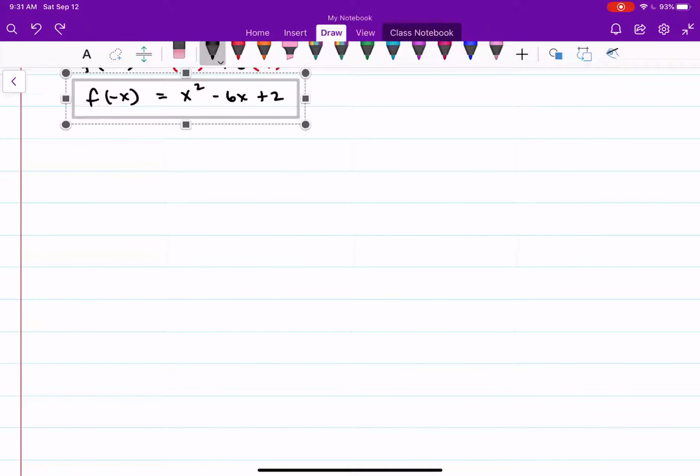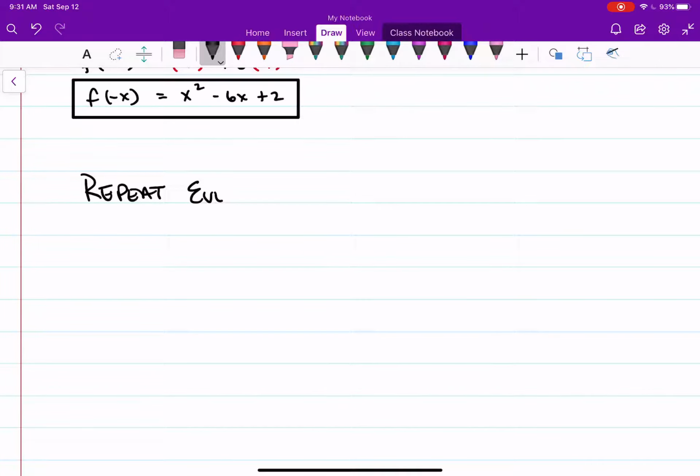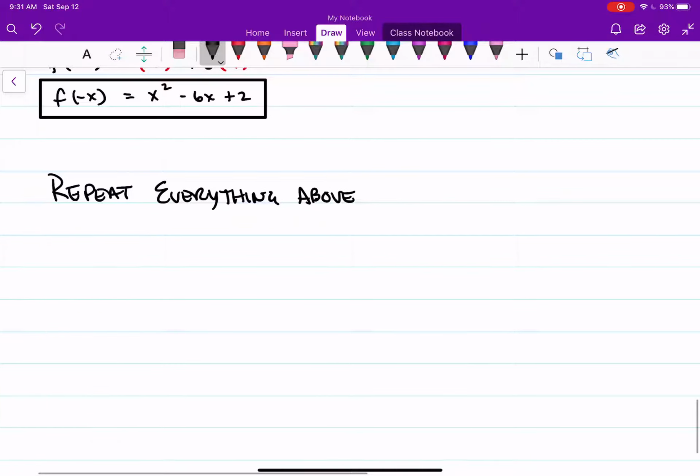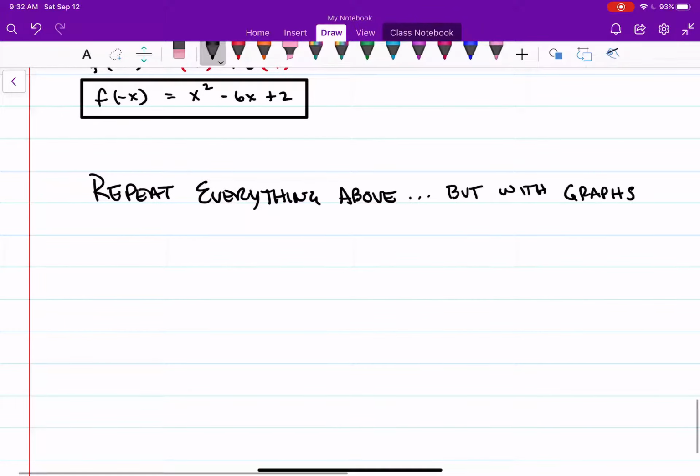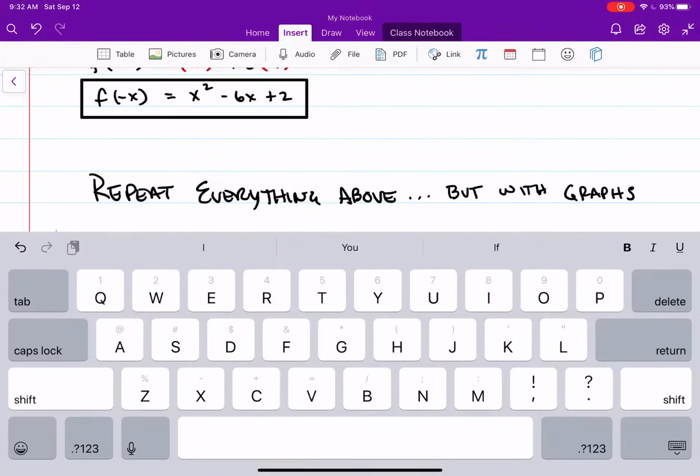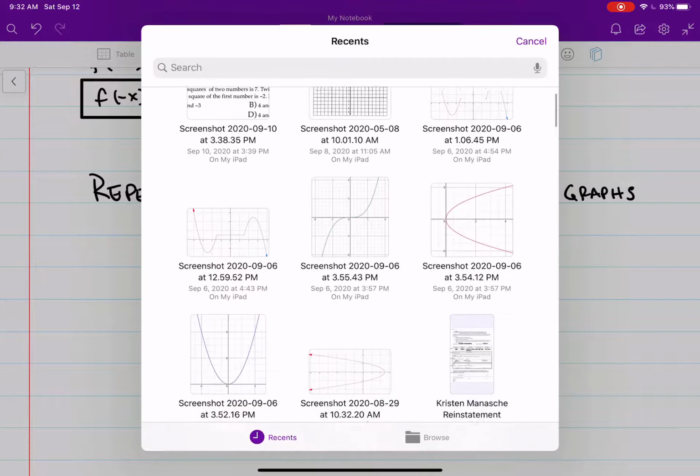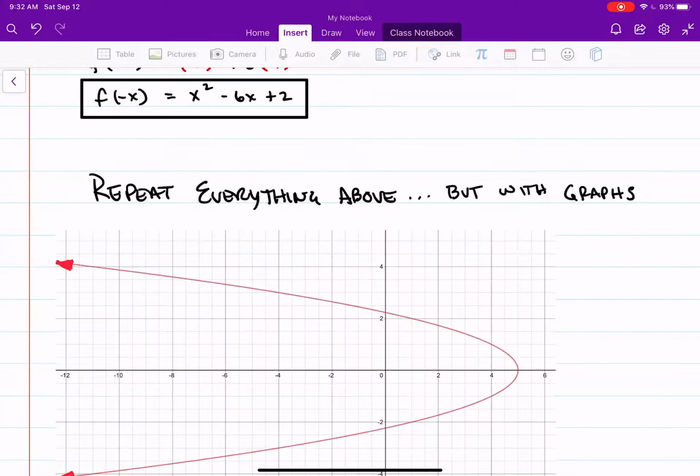So we're going to repeat everything above but with graphs. Okay? All right, let's take a look. The first thing I'm going to do is hit insert, hit function, and I'm going to do this right here. Okay, there we go.